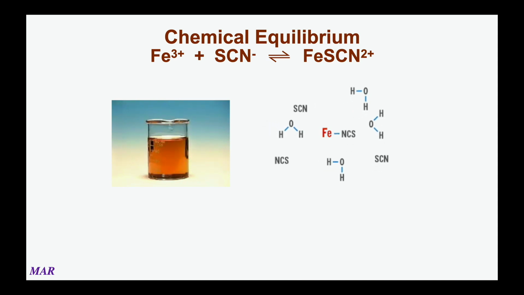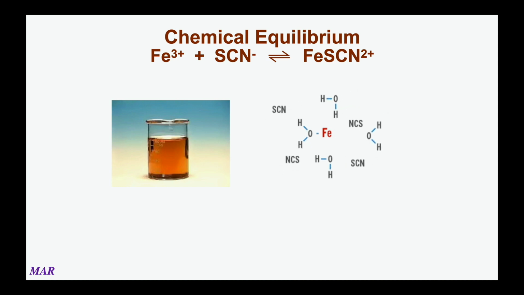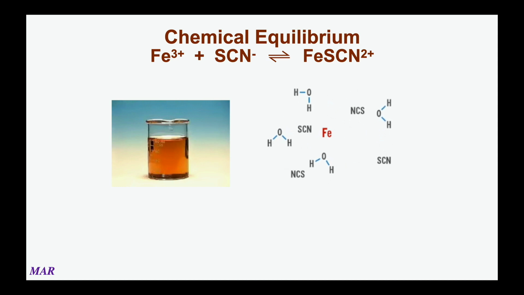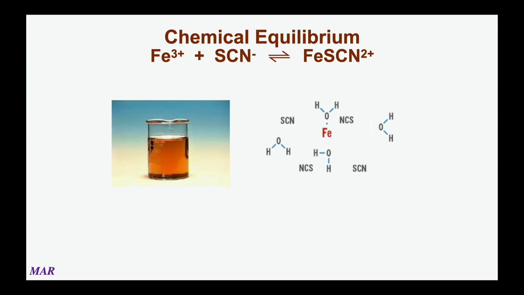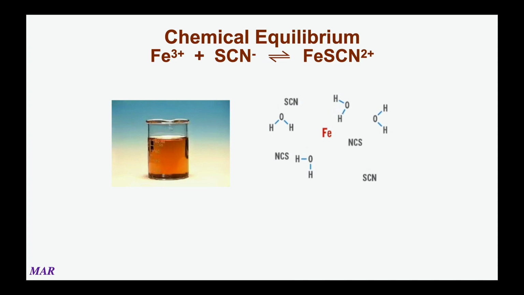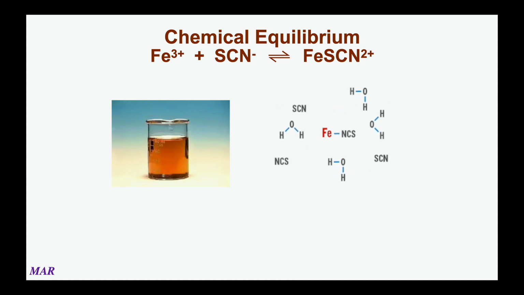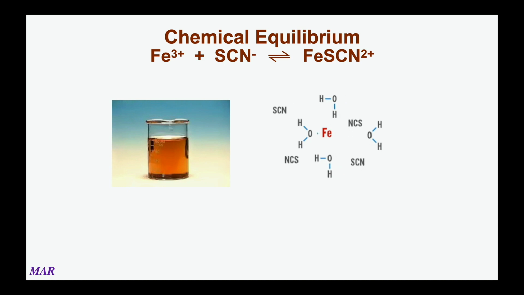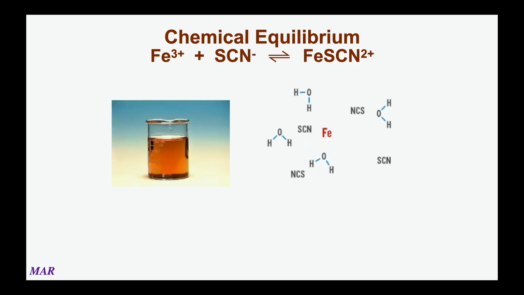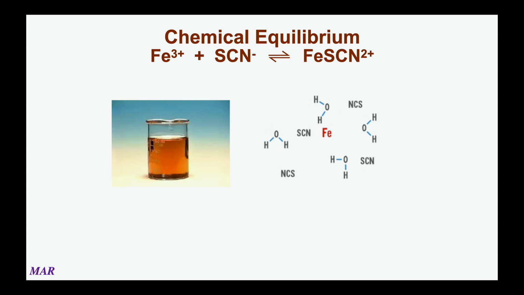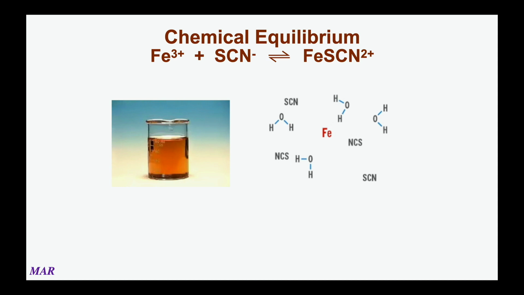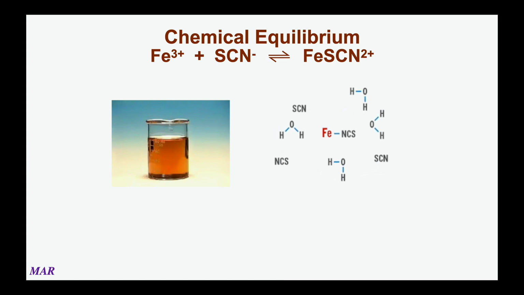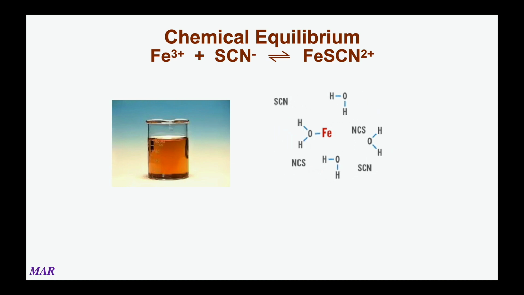When iron 3 ions contact thiocyanate ions in solution, they can react to form a complex ion, iron thiocyanate. As the reaction proceeds, product molecules can react in the reverse direction to separate and reform the original ions. Eventually, the concentrations of products and reactants become constant. At this point, the rates of the forward and reverse reactions are equal, and the system is in a state of dynamic equilibrium. The first video on the left shows what the FeSCN2+ complex looks like.